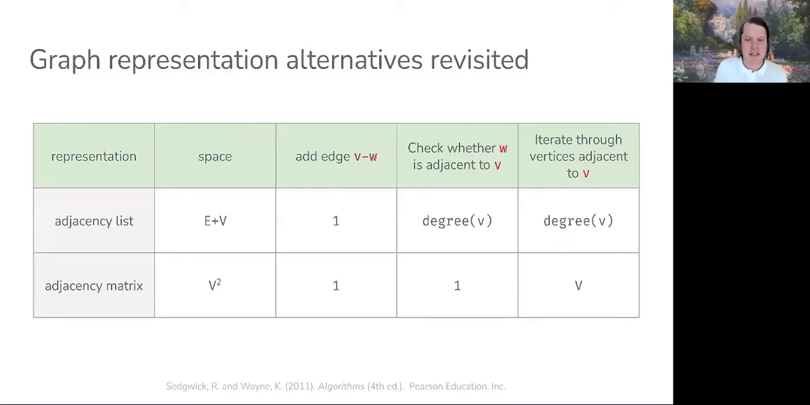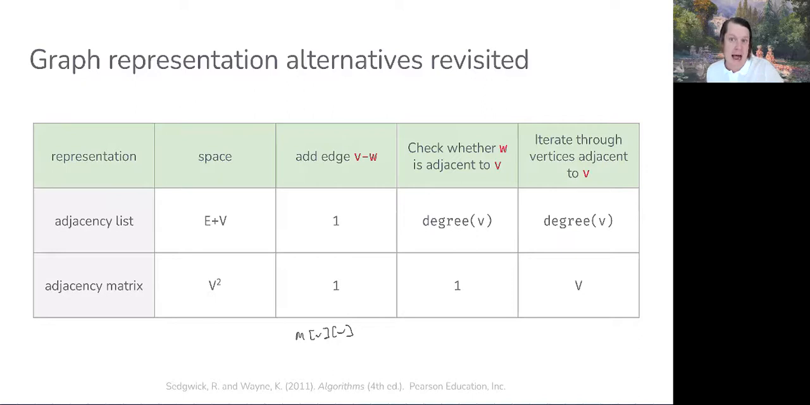Let's go ahead and contrast this with our adjacency matrix, the space. We have to store this connectivity in a V by V matrix. So the space requirement is going to be V squared. If we want to add an edge, this is constant time because all we have to do is essentially access, let's just call it M of V of W.